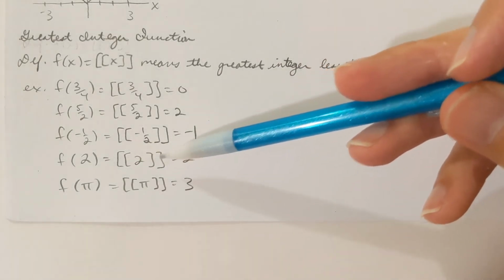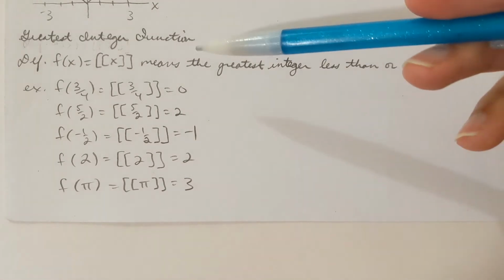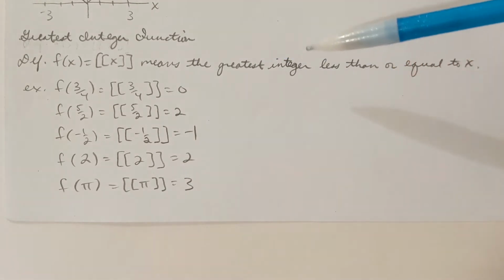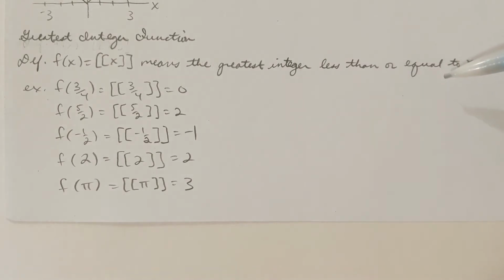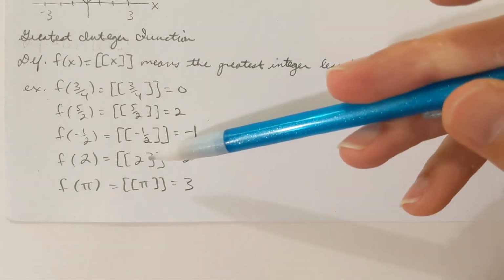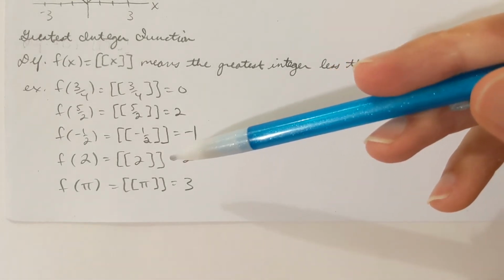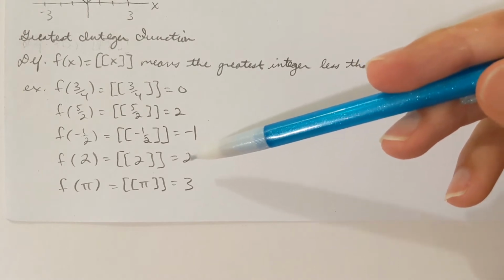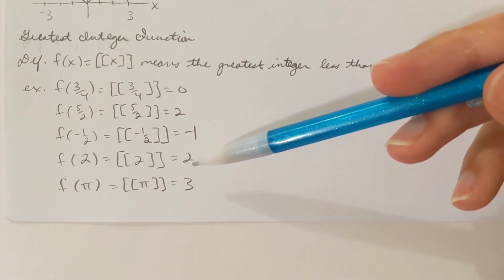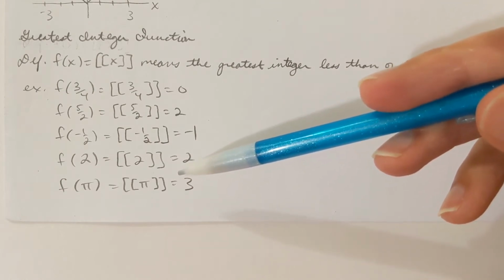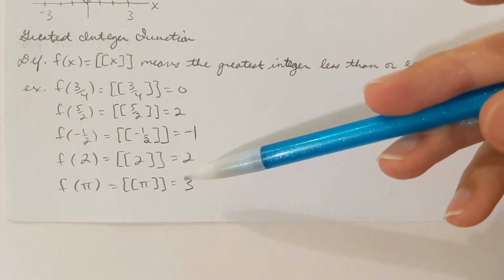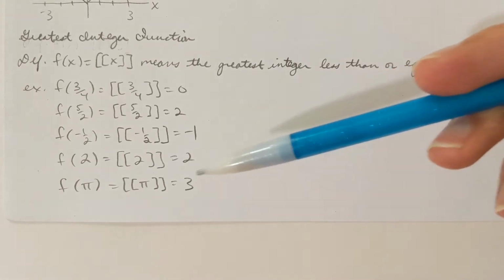2 is an integer, and brackets x means you want the greatest integer less than or equal to x. So 2 is an integer, which means 2 is going to come out of that. Pi is not an integer, and brackets pi is 3.